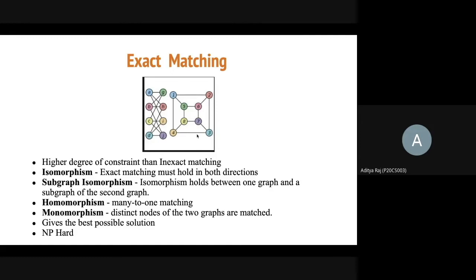And this we have also gone through in detail. In subgraph isomorphism, the rules of isomorphism hold, but not between the two graphs, rather between one graph and a subgraph of the other graph. So it allows for a lesser degree of constraint compared to isomorphism. Moving on to homomorphism and monomorphism. These two are methods which have even lesser constraints. So rather than having one distinct connection, homomorphism can have many-to-one matching connections, things like that.